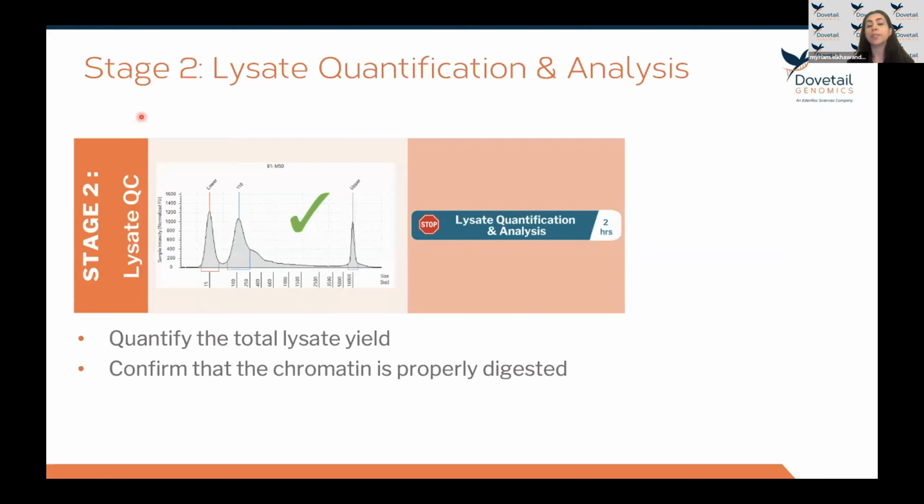Now moving on to stage 2. This stage is a QC step that is included early on in the protocol that will allow you to confirm that the chromatin is properly digested. It will also allow you to quantify the yield of clarified lysate or chromatin that you recovered from the cell sample. So how do you do that?